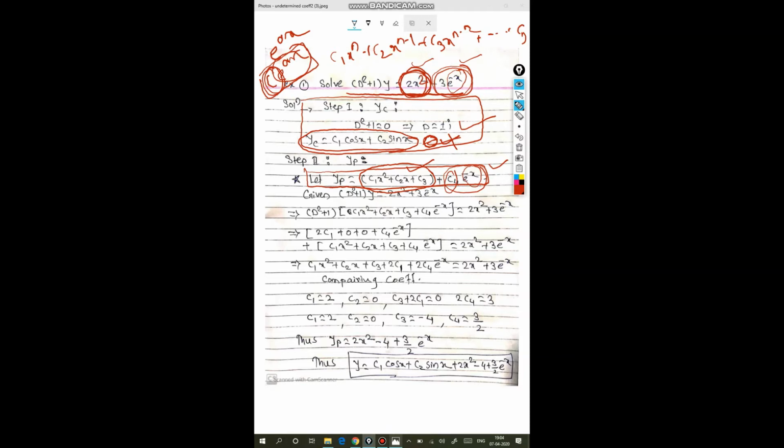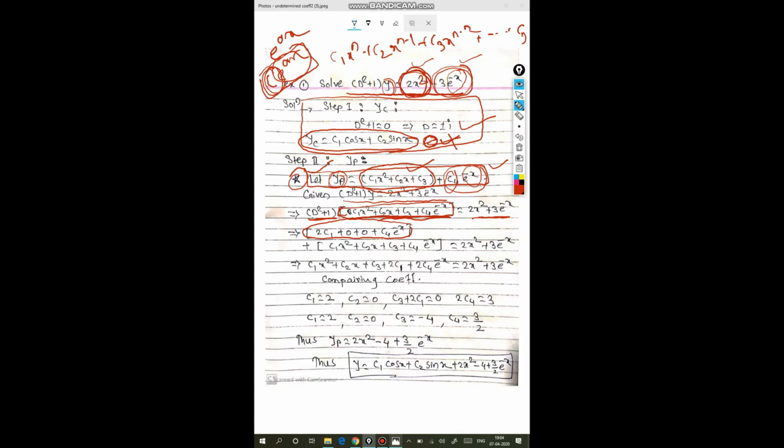So as we assumed, we are going to replace y by this yp in the given differential equation. This is the given differential equation, d square plus 1 of y equals 2x square plus 3 e raised to minus x. So d square plus 1 as it is. This is the assumed yp that we just assumed. Just replace yp here, and this is the RHS of the given equation. Now, what is this first bracket? This first bracket is the second derivative of that yp.